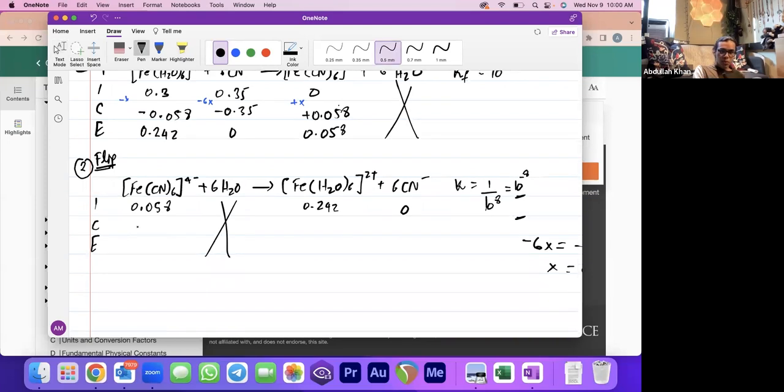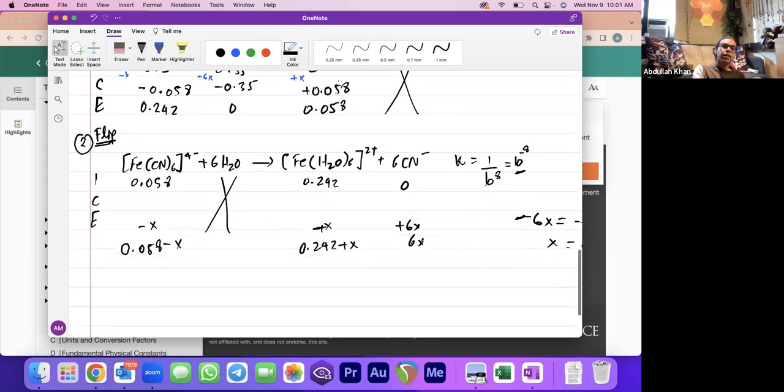Okay, so minus X, this is a true ICE table. Minus X, plus X, plus 6X: 0.058 minus X, 0.242 plus X, and 6X.